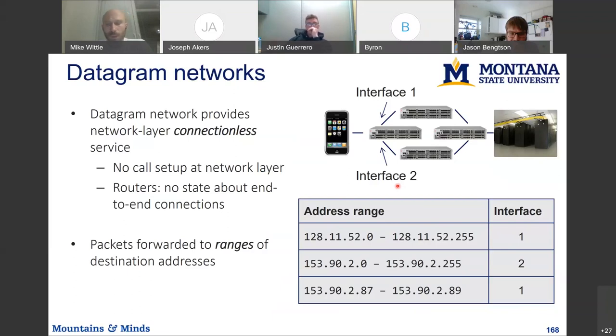Okay. And so the way this forwarding happens is the router gets a packet on an incoming link, and it looks at its destination IP address and says, okay, if it's in this range, we're going to forward it out interface one. If it's in that range, we'll forward it out interface two, or if in that range, we'll go out interface one. So the router basically takes a dumb decision based on what this table says and just forwards it left or right.